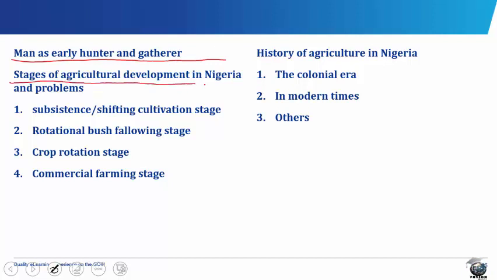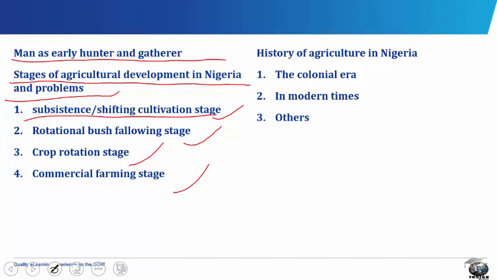The stages of agricultural development in Nigeria and its problems include subsistence or shifting cultivation stage, the rotational bush fallowing stage, the crop rotation stage, and the commercial farming stage. In the subsistence or shifting cultivation stage, after the stage of the early man, agriculture further progressed to a stage of self-sufficiency known as subsistence farming. Subsistence agriculture is the first stage of agriculture. At this stage, farmers produce crops and animals to feed themselves and their families.